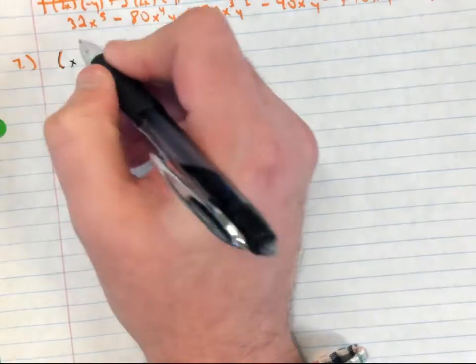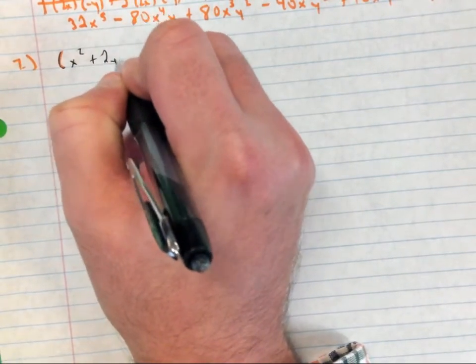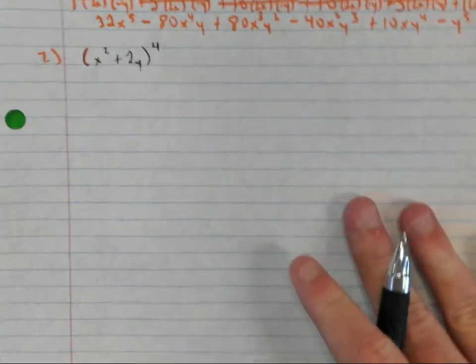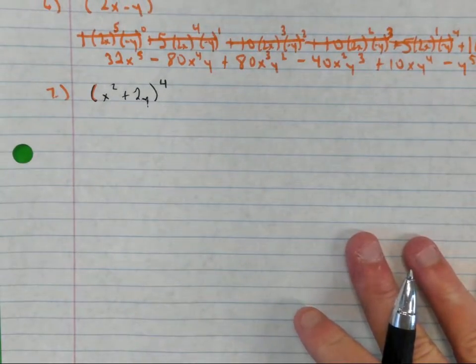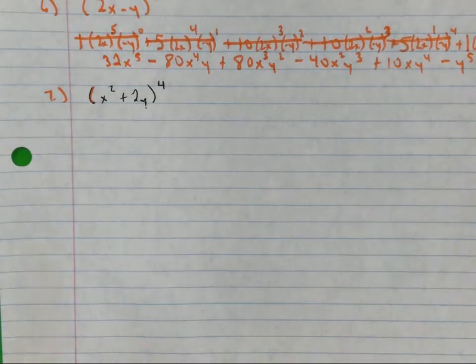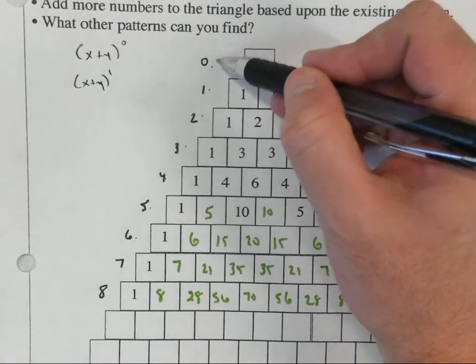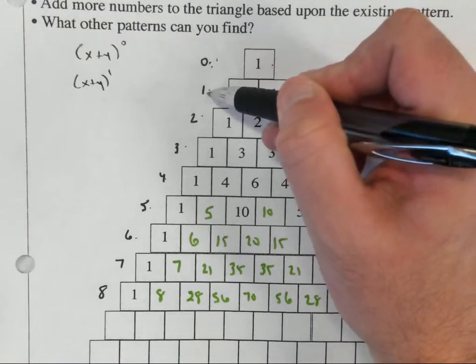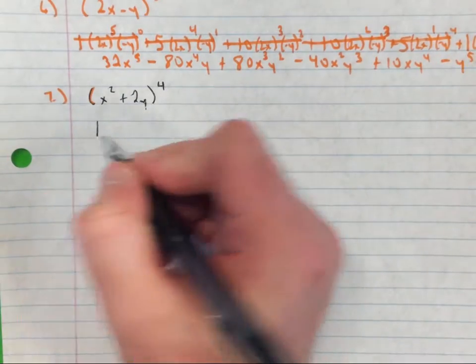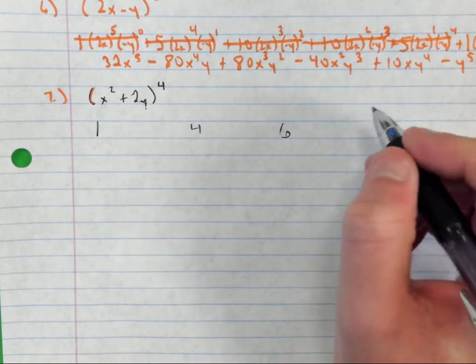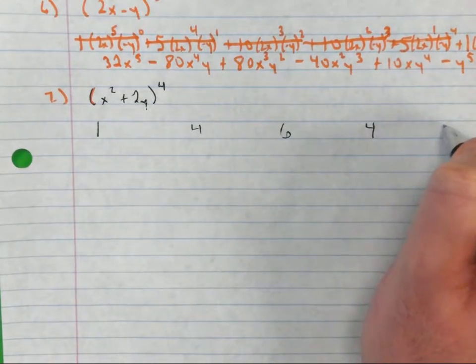X squared plus 2y to the 4th. So we're expanding this to the 4th power. So I'm going to go to my Pascal's triangle. Biggest mistake students make, make sure you count this top row as your 0 power. 0, 1, 2, 3, 4. And I'm going to choose 1, 4, 6, 4, 1.